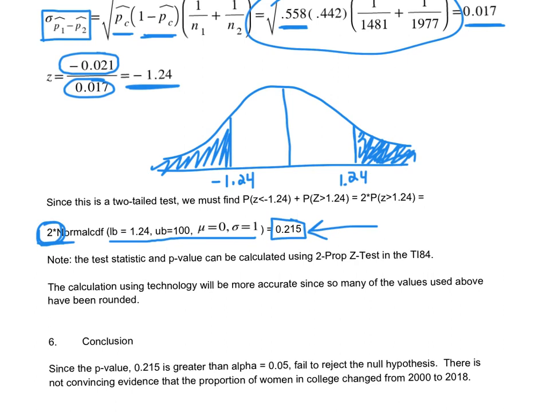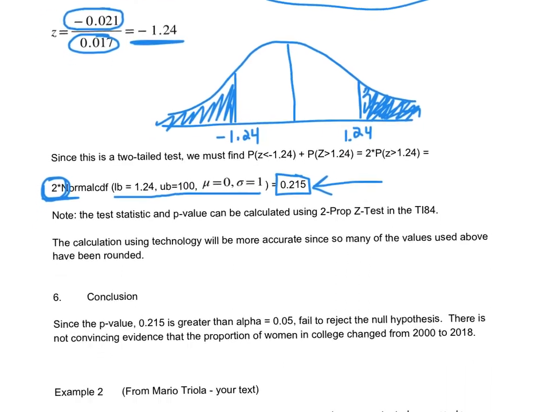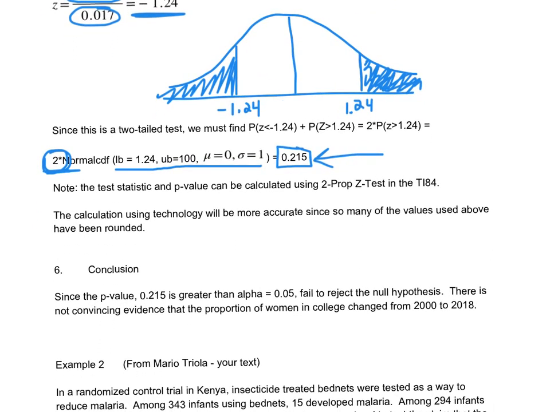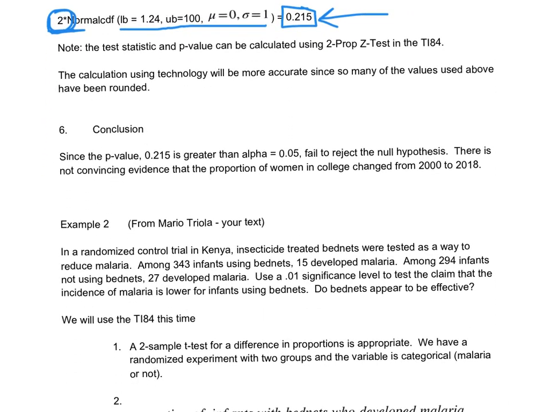So the conclusion is that we fail to reject the null hypothesis. We don't have convincing evidence that there is a difference between the years 2000 and 2018, based on those two samples, on the number of college students who were women. Okay, let's move on here.